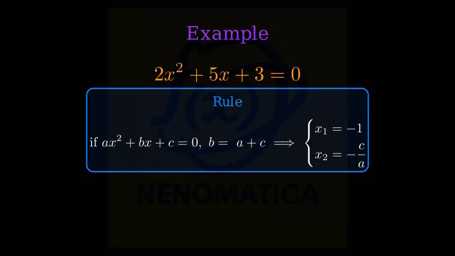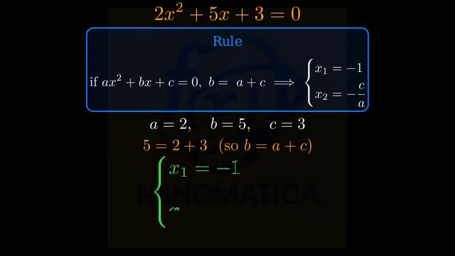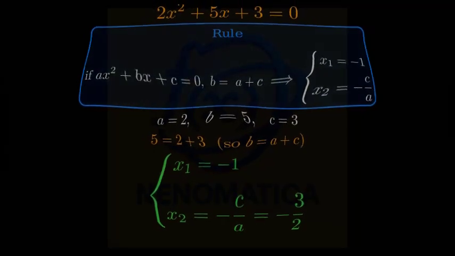Now, we match coefficients. For 2x squared plus 5x plus 3 equals 0, a equals 2, b equals 5, and c equals 3. Notice that 5 equals 2 plus 3, so b equals a plus c is satisfied. Therefore, by the rule, the solutions are x sub 1 equals negative 1, and x sub 2 equals negative c over a, which is negative 3 over 2.